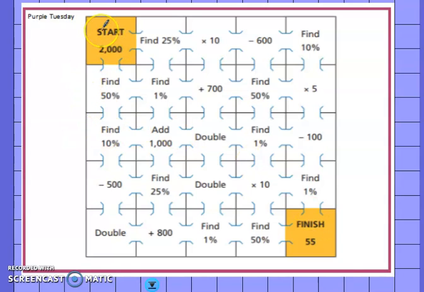So from 2000, if you said find 50%, you know that you'd have to divide it by 2. So you might put 1,000 in there. Keep going. Now it says find 10%, so you need to divide 1,000 by 10, which would give you 100. You need to keep going through to see how you can find a way to end on 55. It might not even be this way. That might be the incorrect way to go. You might have to go this way. So it's really important that you try out multiple options.